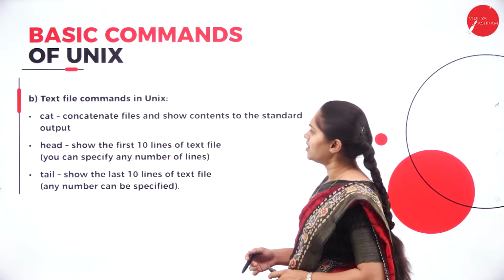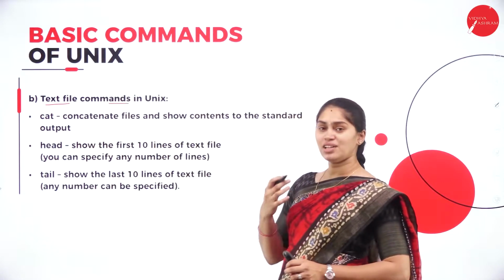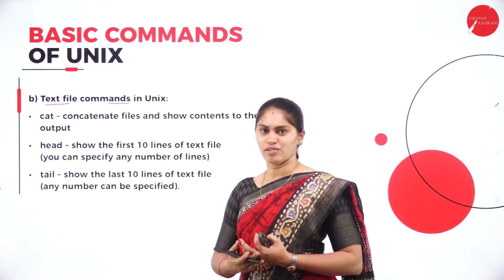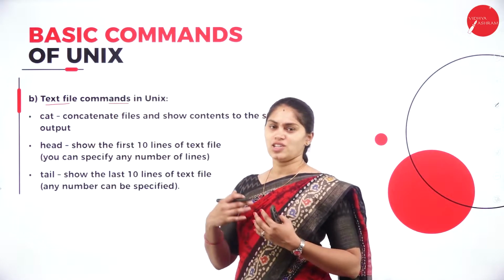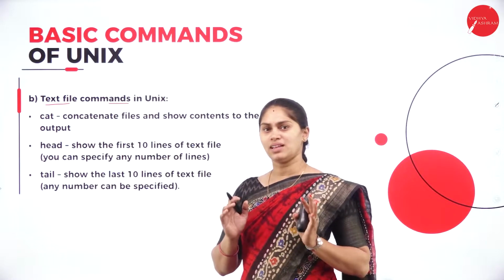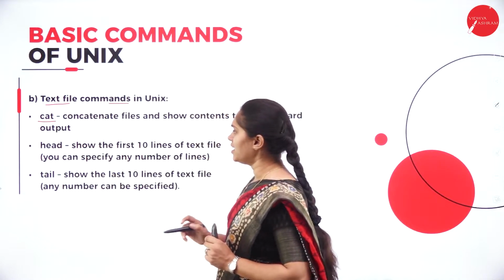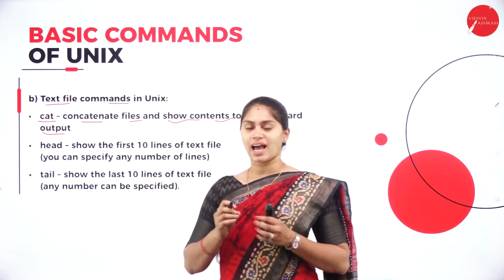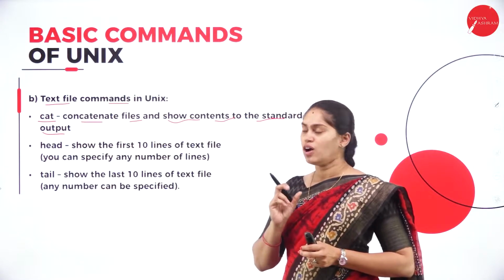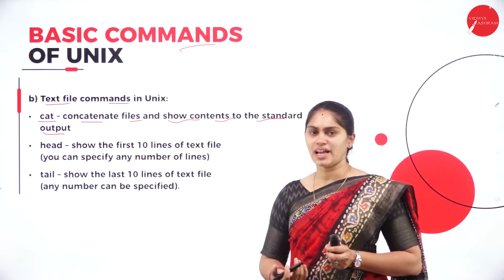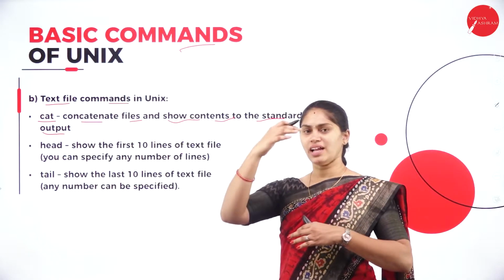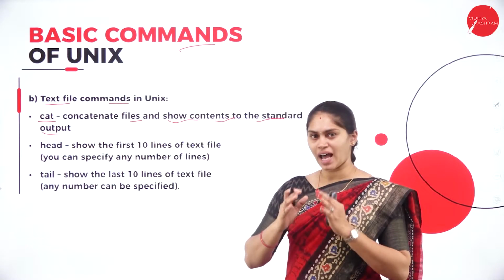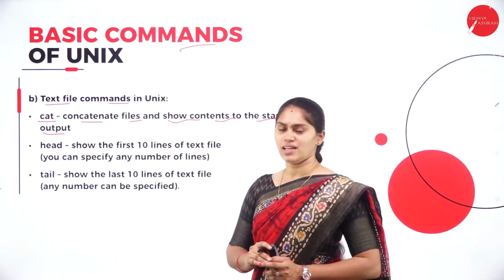We'll see the next category, text file commands. What are the different text file commands we have in Unix? First, I want to create a file, and only then can we perform whatever operation we want. So first we have cat. It concatenates the file and shows the contents to the standard output. Whenever we use the command cat, it gives all the content we have in that file.